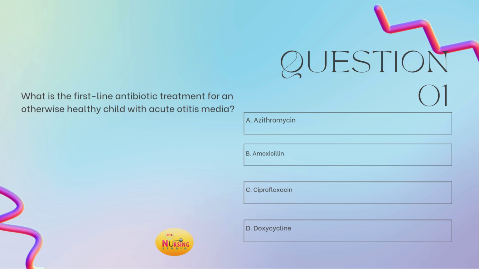All right, so I always recommend reading the stem of the question first, as it allows you to slow down to ensure you're answering what is even being asked of you. Here, the stem is the question. The question is the stem, right? It states, what is the first-line antibiotic treatment for an otherwise healthy child with acute otitis media?